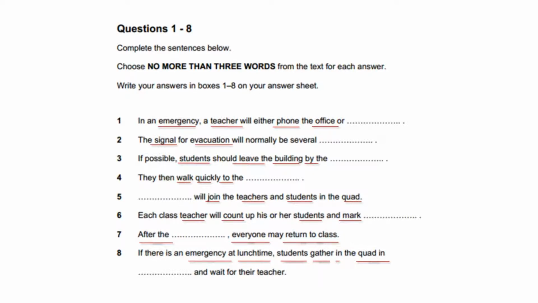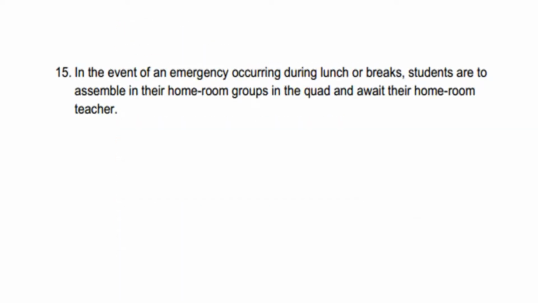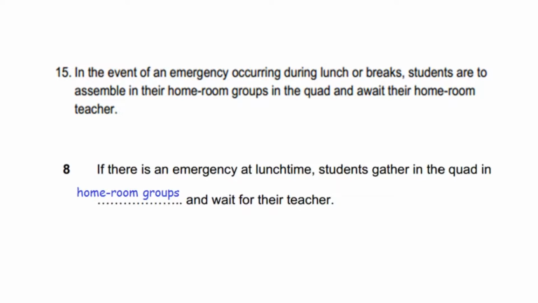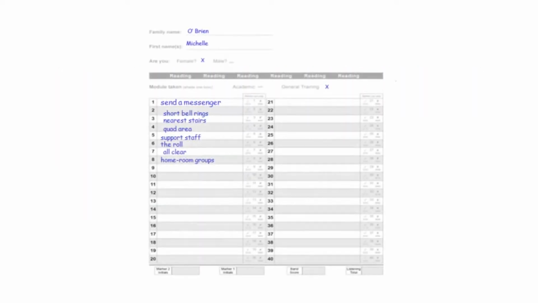Answer 8 should appear after answer 7 in the text, so start reading from where you got answer 7 from. It says, in the event of an emergency occurring during lunch or breaks, students are to assemble in their home groups in the quad and await their homeroom teacher. It is clear that the missing words are homeroom groups. So on your answer sheet, write homeroom groups for the 8th answer.